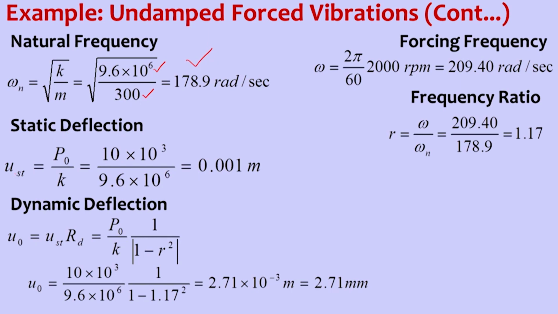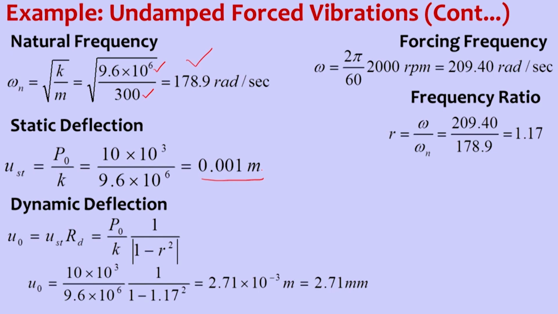First find out the static deflection. So, static deflection U static is P naught by K. P is the load of the generator or motor, that is the ton converted into Newton. So, that is 10 into 10 to the power of 3 divided by K. K is also known to us, 9.6 into 10 to the power of 6. So, that gives us 0.001 meter, which is equal to 1 millimeter.